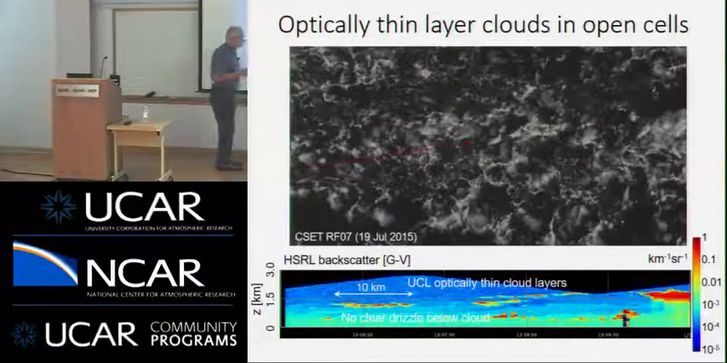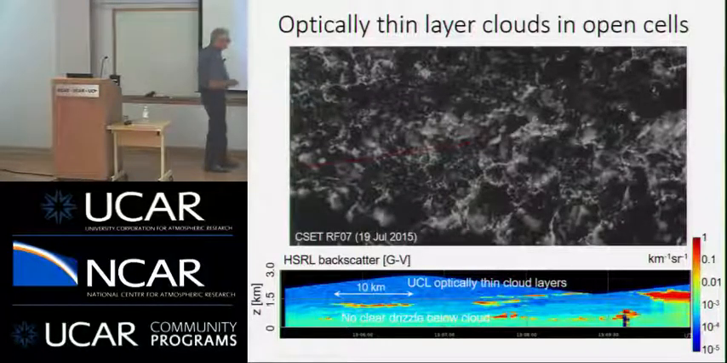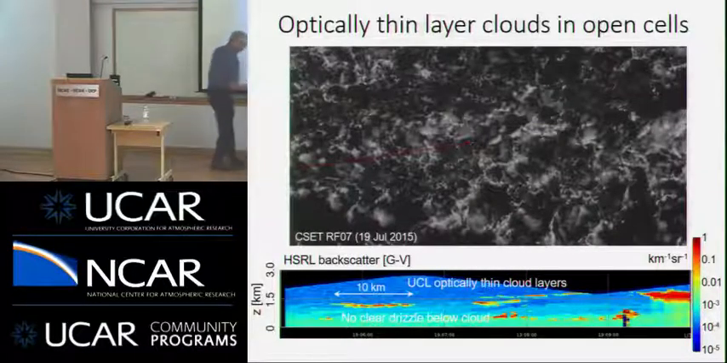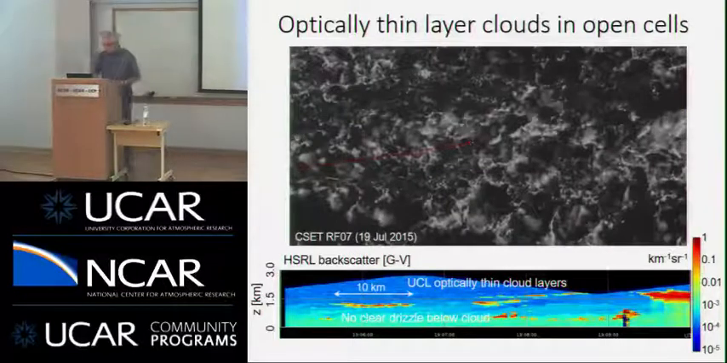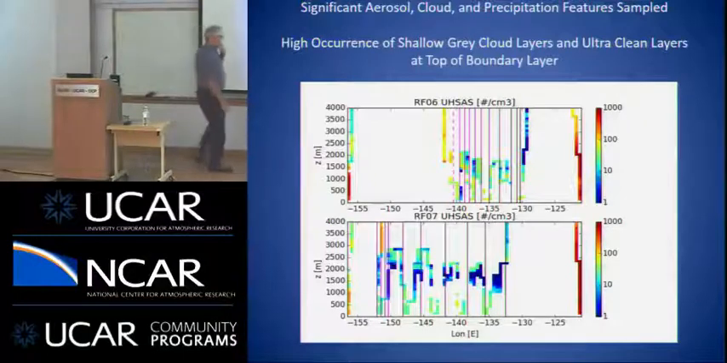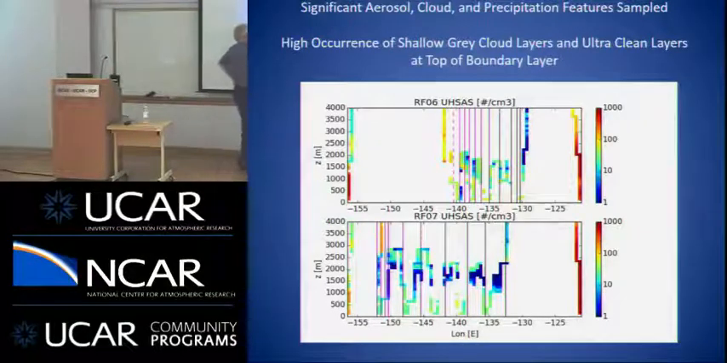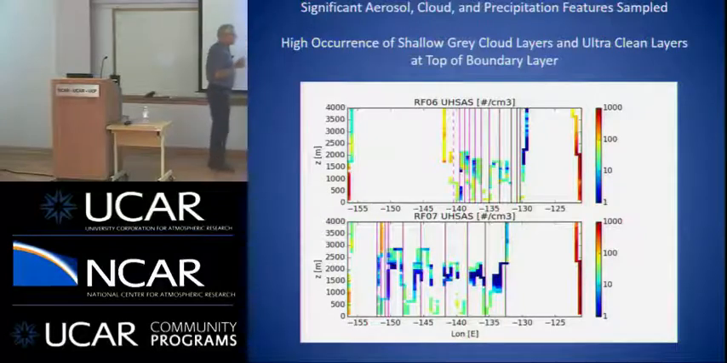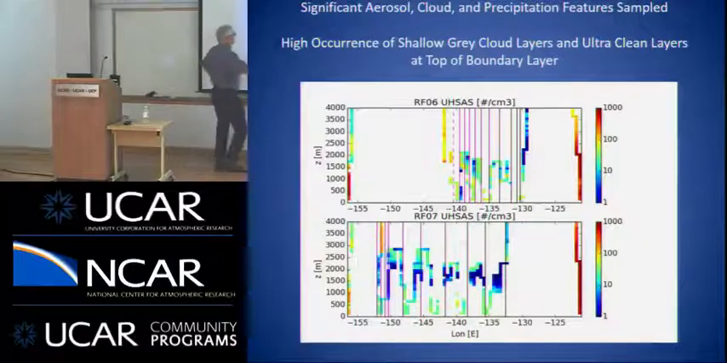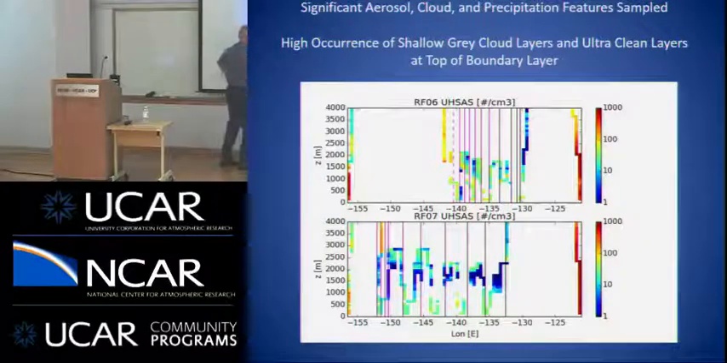Again, this is the same flight that I was just showing you, and here are these clean layers, and you can see the LiDAR is a very good indicator of the clean layers. You can see a clean layer here, clean layer in these different parts. So these clouds and the clean layer are observed frequently. This is from the HUSAS. This is the droplet aerosol concentrations per centimeter cubed, and this is RF06. So this is the outgoing flight. This is the ingoing flight.